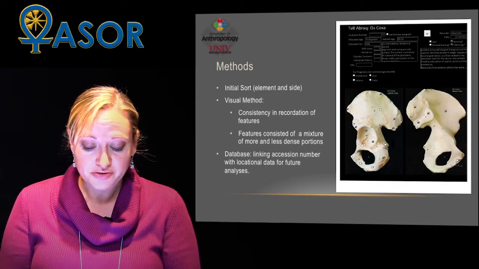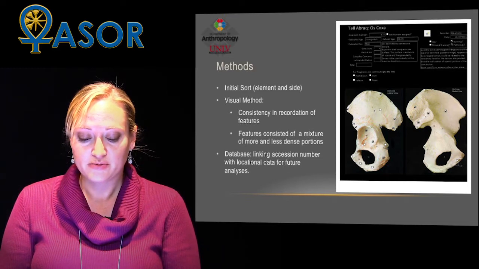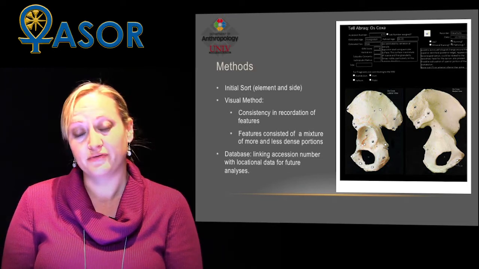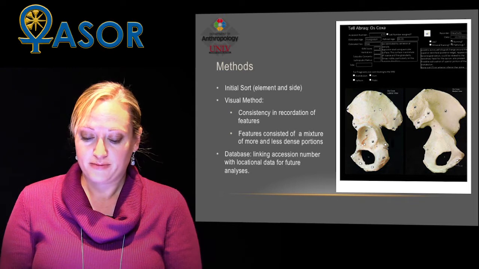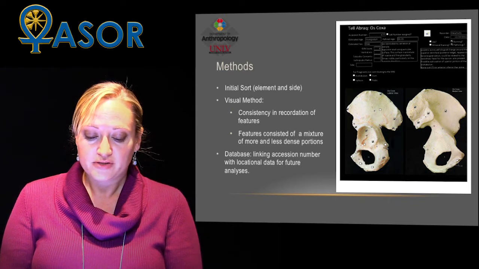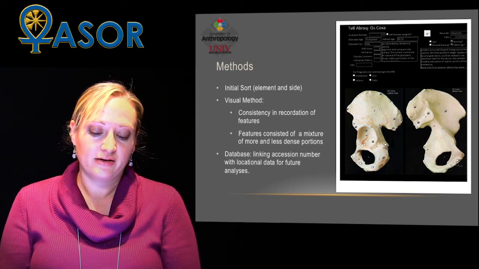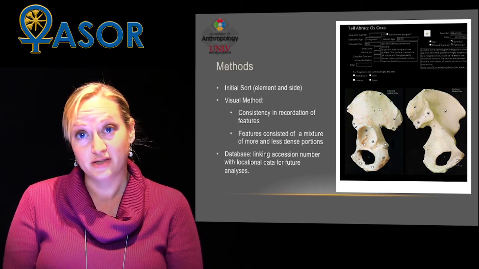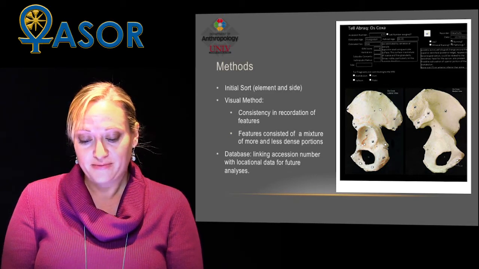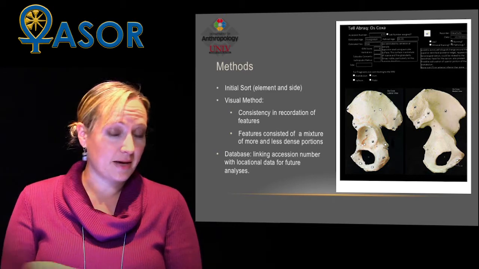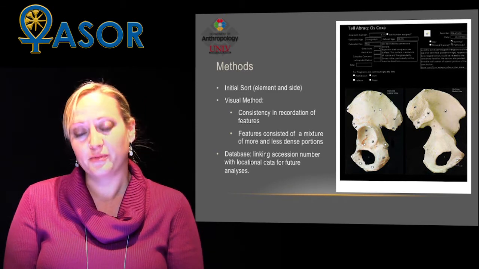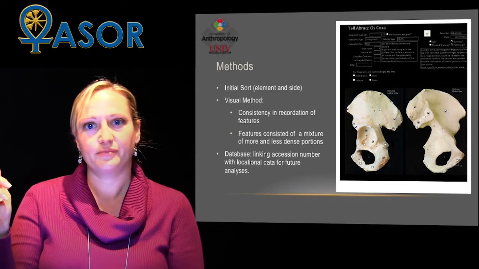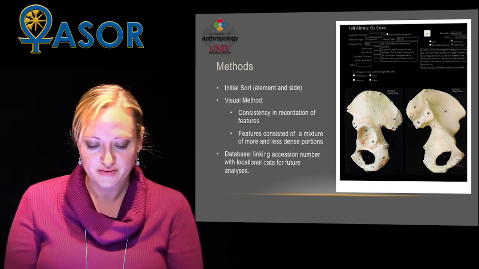We began with an initial sort of elements side by side. The elements were examined and recorded using a visual recording form, like the pelvis that you see. This was done for several reasons. First, even though single analysts completed the recordation of a single element, i.e., the person who started the scapula finished the scapula, the visual form allowed for consistency in when a feature was scored as present versus absent.